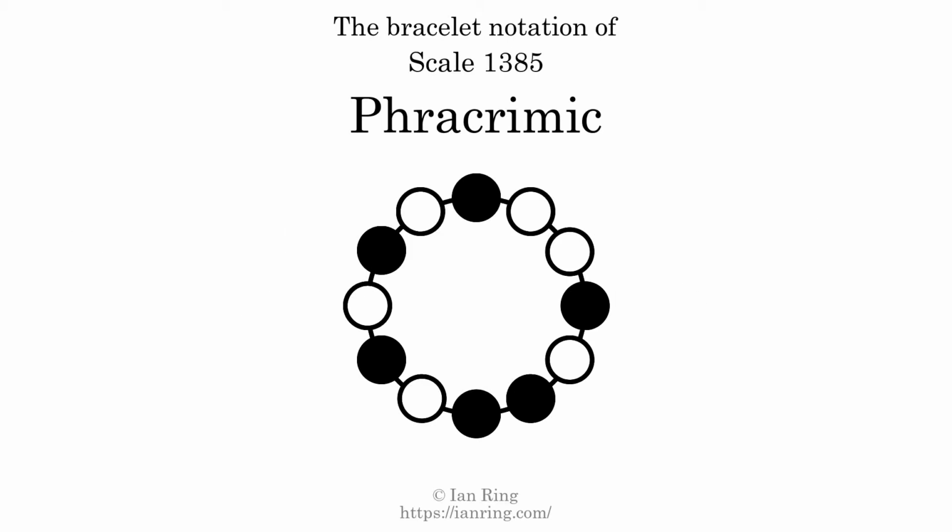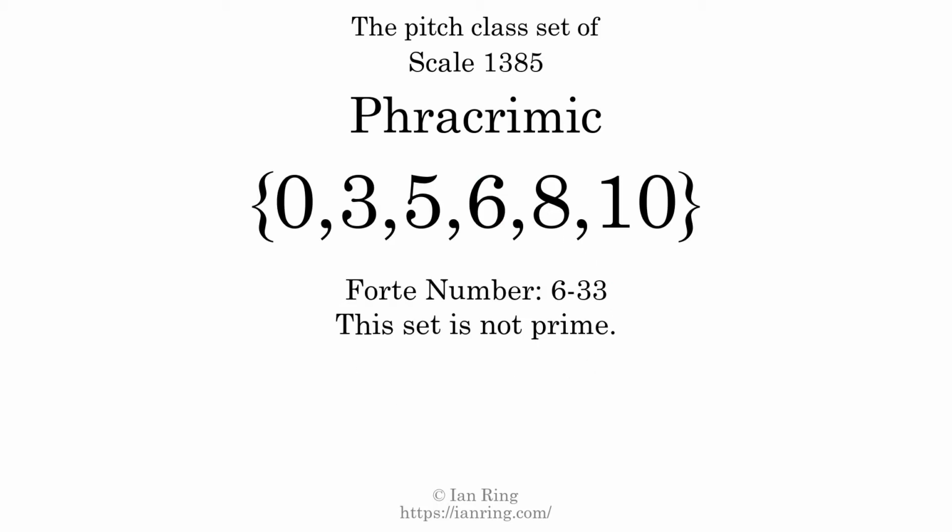This is a bracelet notation diagram of scale 1385. The shaded circles represent tones that appear in the scale, and they are read clockwise, starting at the top. The pitch class set for this scale is 0, 3, 5, 6, 8, 10. The fault class is 633. This set is not prime.